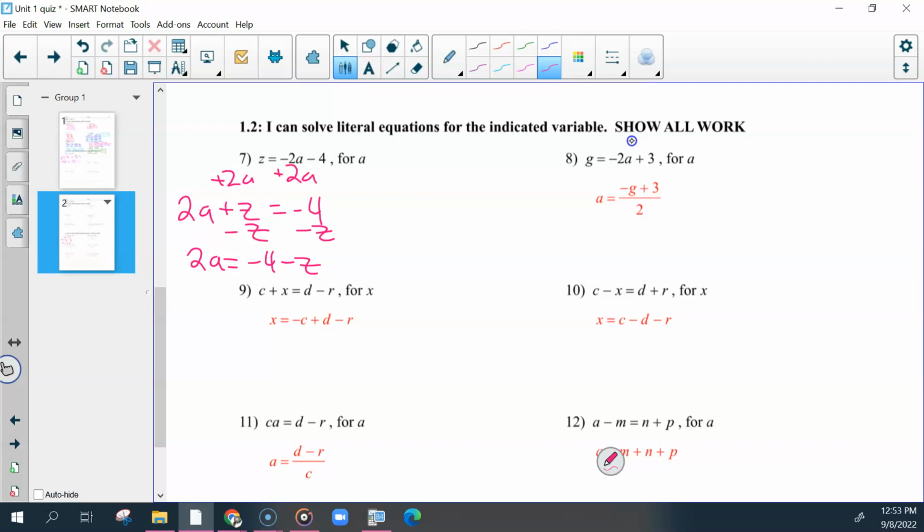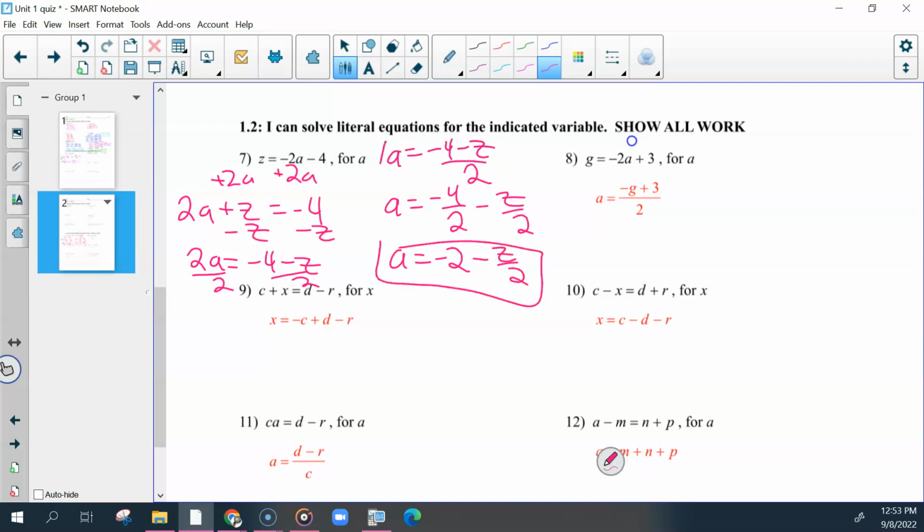And then you, again, have a couple choices. Divide everything by 2. So a is negative 4 minus z over 2, which we have one of those answers already. Or divide them separately. That wasn't supposed to be a, it was supposed to be 2. So there were 3 really different answers, but 2 different ways to do it. Same thing applies to 8, but I'm not going through all of those again.